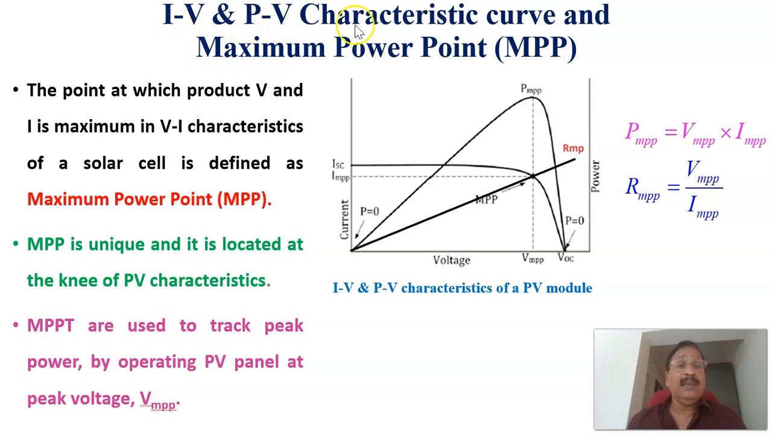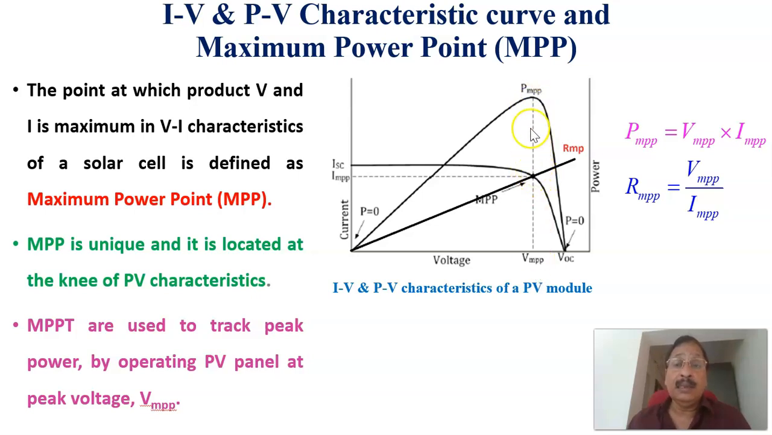Continuing with the IV and PV characteristic curves of a solar panel system and the maximum power point: this is the IV characteristics, this is the short circuit current, and this is called the open circuit voltage. If you multiply the instantaneous voltage and current, you get the power. This is the PV characteristics, and this is the maximum power, and the corresponding voltage we call VMPP. That is, VMPP is the voltage corresponding to maximum power.